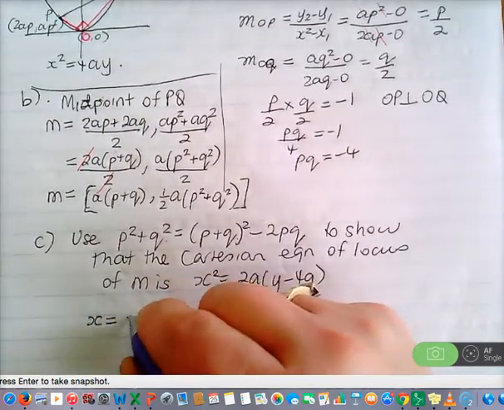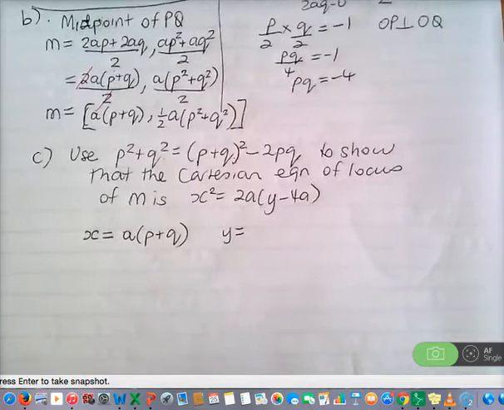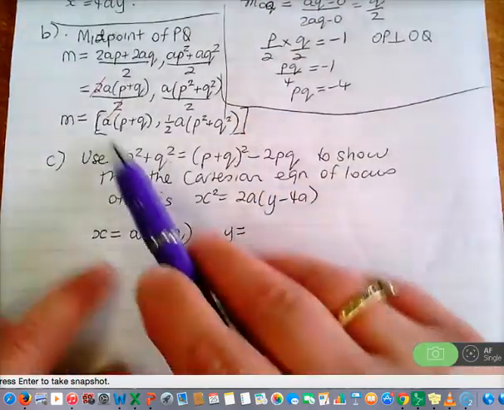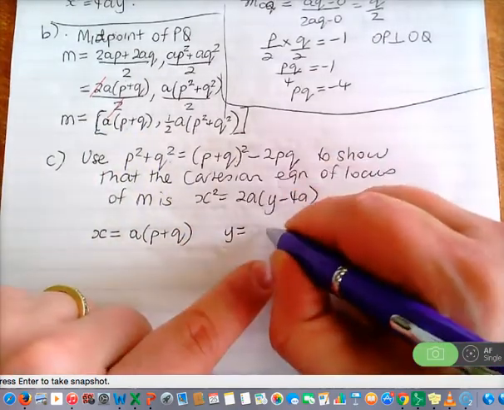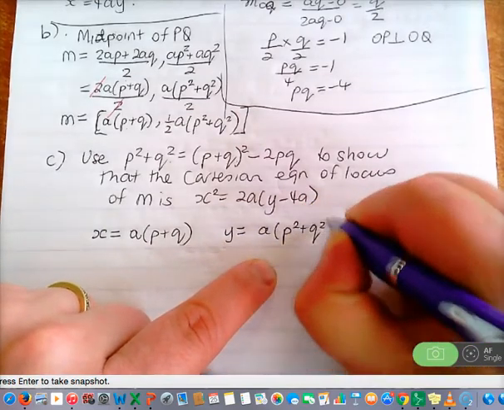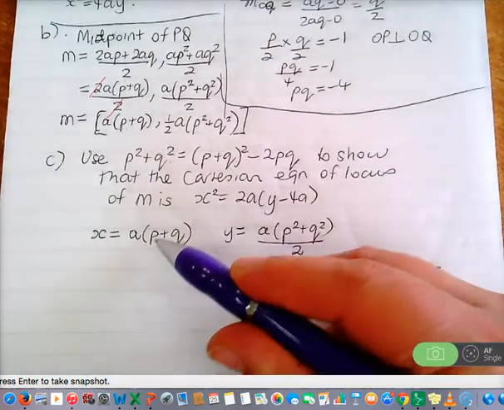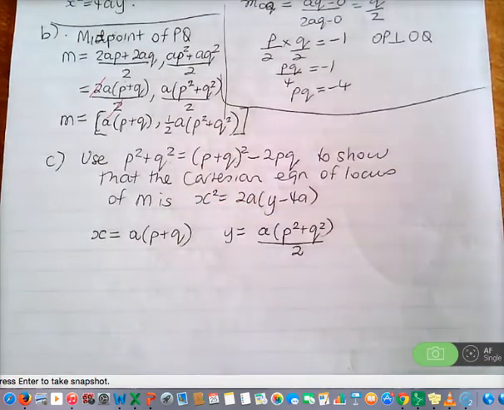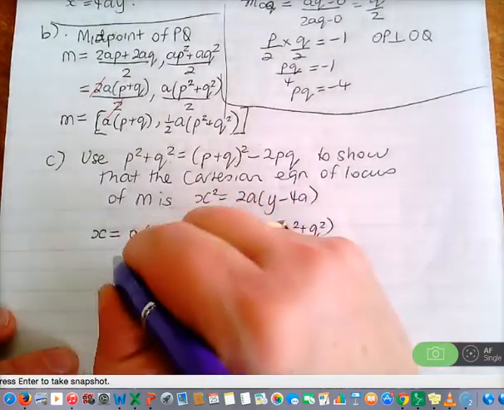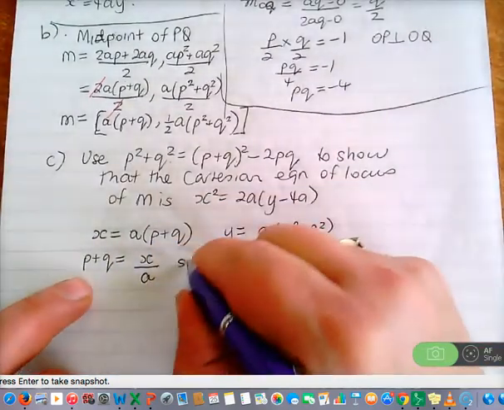Isn't M x is A bracket P plus Q? So isn't M the point A bracket P plus Q, y equals? I don't like the half. I'm going to do A bracket P squared plus Q squared on 2. I like to know what the denominator is, and it's 2. Pretend that was a T, I know you've got a P plus Q. So isn't P plus Q equal to X on A? And then I'm going to sub that in.